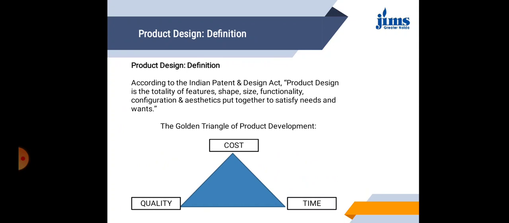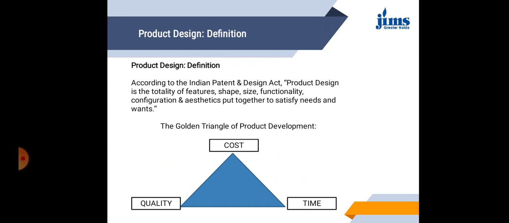In the diagram below that shows the golden triangle of product development, we will see there are three elements which have to be taken care of by any operations manager or product engineer, and these are cost, quality, and time. With cost, I mean to say that the product design should be economical and reasonably priced, so that the customer can afford it and therefore it has some possible affordability attached to it.